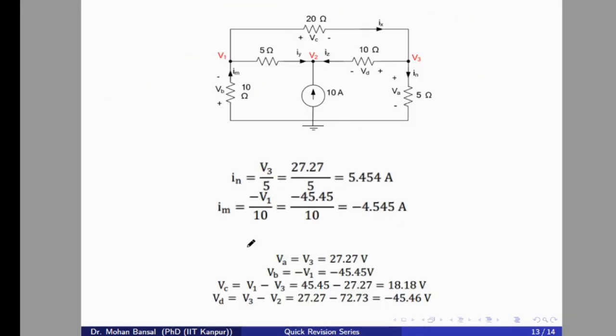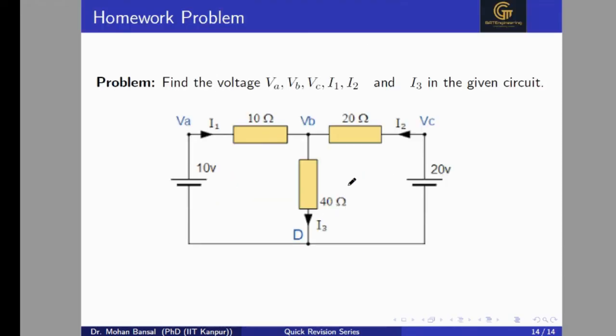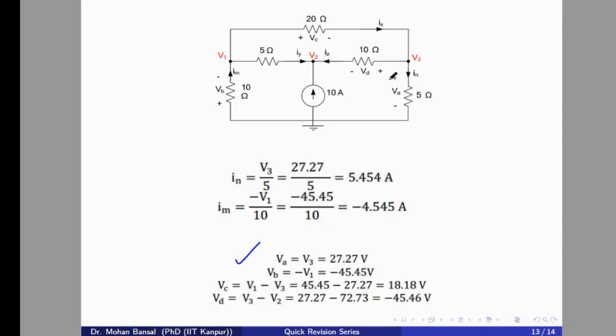In these questions, we saw how we can use nodal analysis with KCL to find the different currents and voltages in the circuit. We have seen the voltage across the branch, the current through the branch, and the voltage at the node. All these things we have computed in this problem.